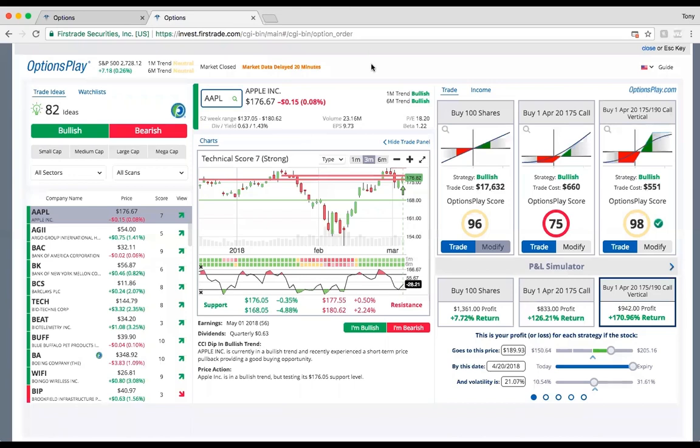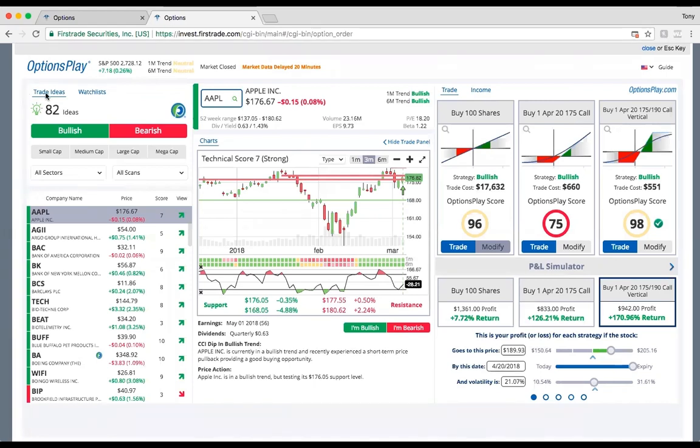The platform itself, for those of you that have never seen it before, is divided into 3 sections. We have trade ideas and watch lists here on the left, our security analysis panel here in the middle, and trading and income here on the right. These 3 panels, we call the what, the why, and the how. The reason for that is because every day when you come into your platform, you want to know what symbols you should take a look at.